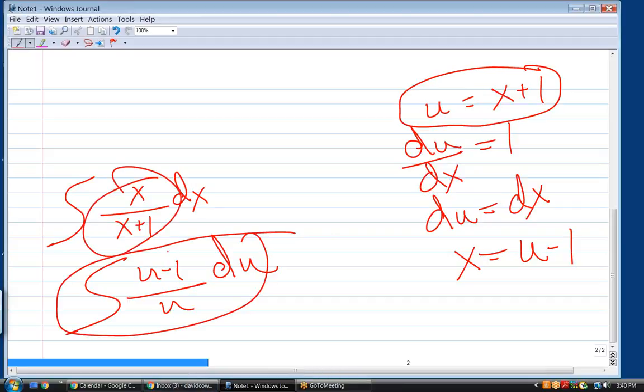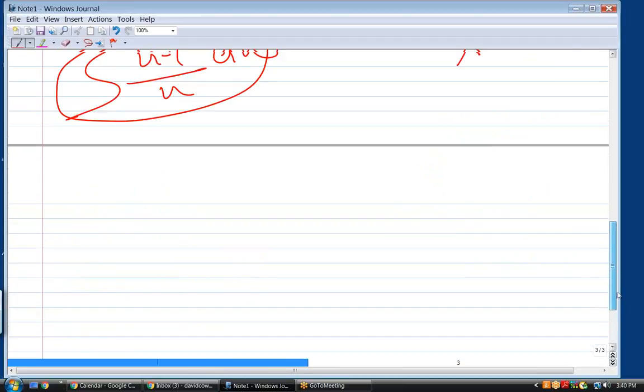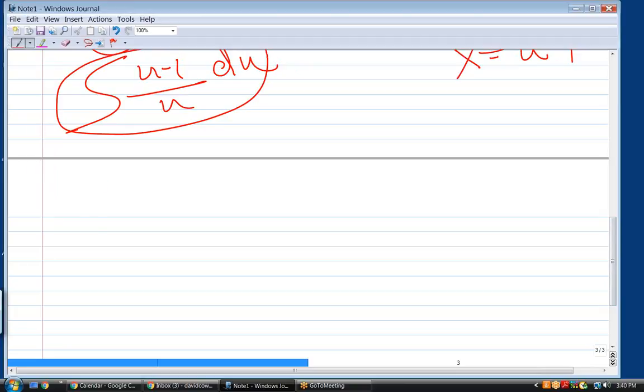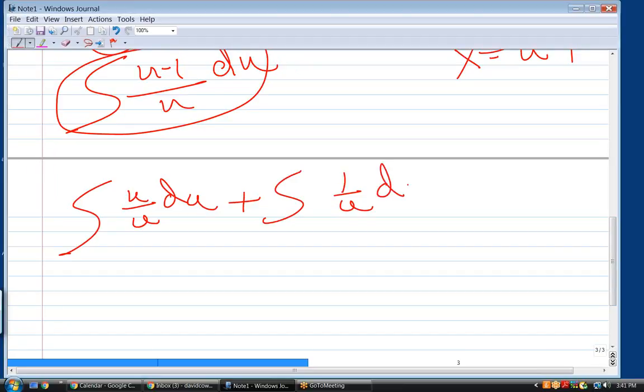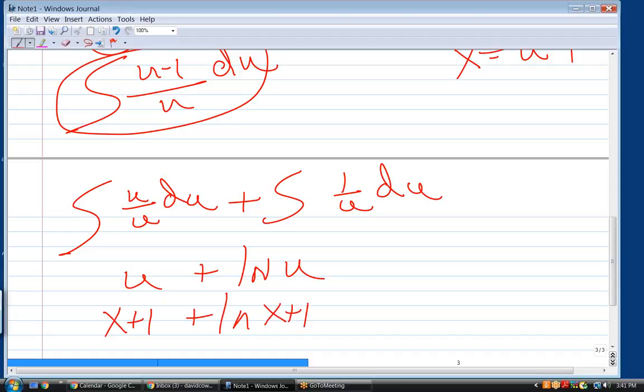Now I know how to integrate that. I don't know how to integrate that, but this I can turn into two fractions. In other words, because my denominator is a single entity, this thing is the same as the integral of u over u du plus the integral of 1 over u du, which is the integral of 1, which is u, plus natural log of u. What was u? U was x plus 1, so we have x plus 1 plus natural log of x plus 1 plus c.